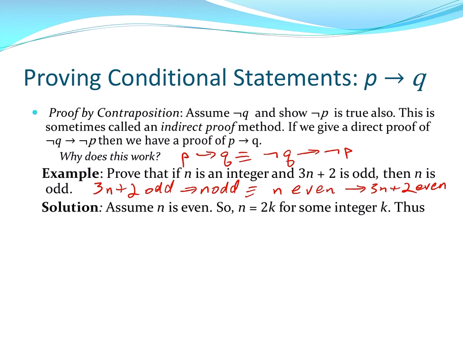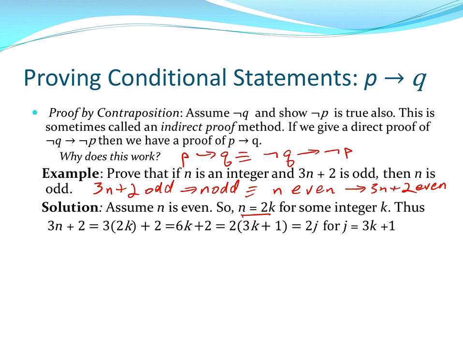In order to do that, we will first assume that n is even. Then we can apply the definition for even: n is equal to 2k for some integer k. And now we can do some math. We'll plug 2k in for n, and we'll see that 3n plus 2 is equal to 6k plus 2. We can factor out a 2 from that to get 2 times (3k plus 1), which we can call j because it's an integer. And we can see then that 3n plus 2 meets the definition for even, 2 times j.